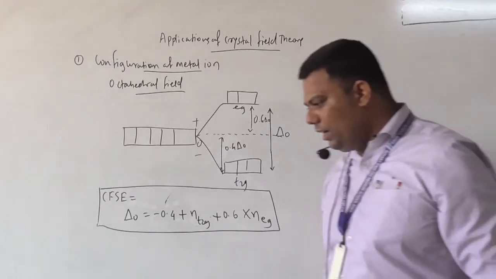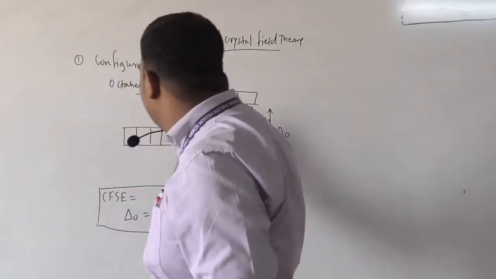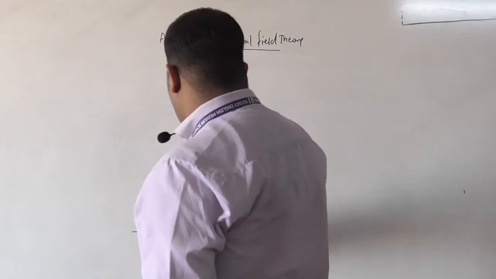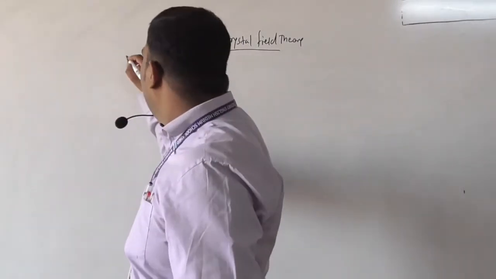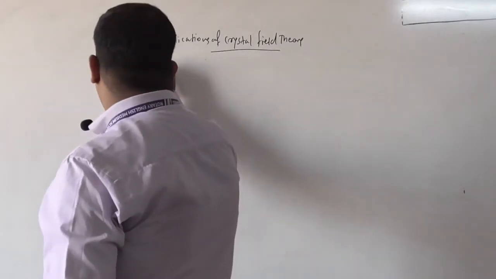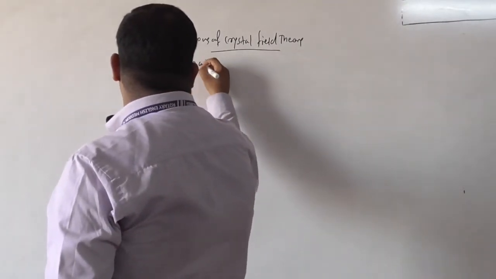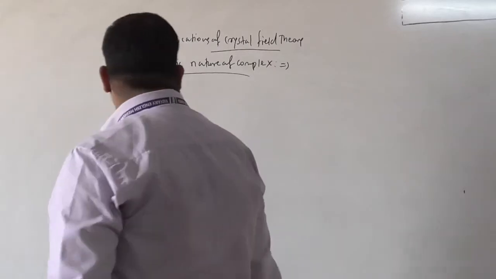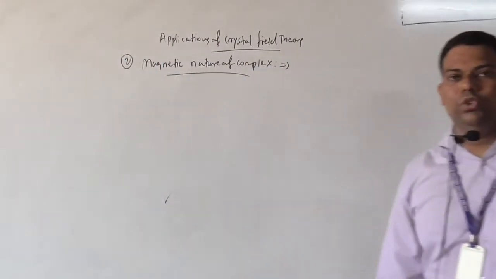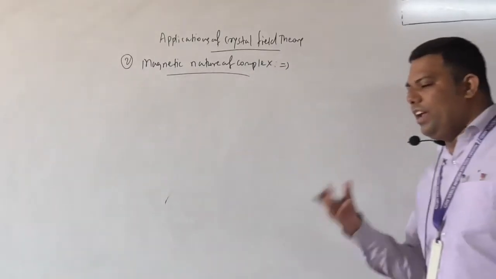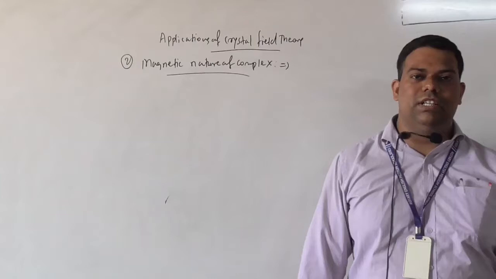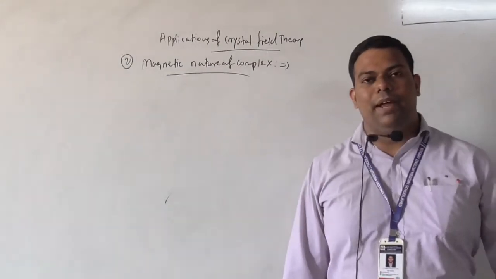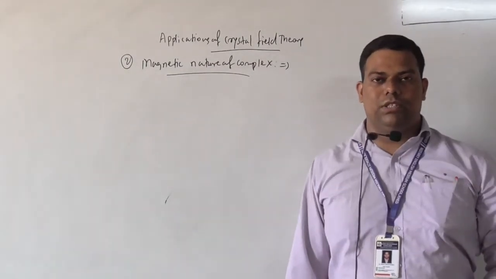Next we will discuss the second application of crystal field theory, that is the magnetic nature of complexes. As you know, the basic information regarding magnetic nature is that there are two types of complexes we saw. Which are those? Paramagnetic and diamagnetic.